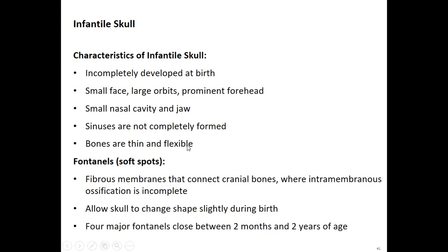The bones will start getting thicker and less flexible. The sinuses will start to develop. They will grow into their face, their eye sockets, their forehead, their jaw, etc. In the fontanelles, the spaces that are not connected, you have this fibrous membranous material that connects the bones. This is the site of intramembranous ossification that will occur as the baby grows older.